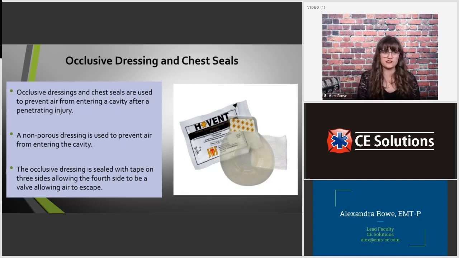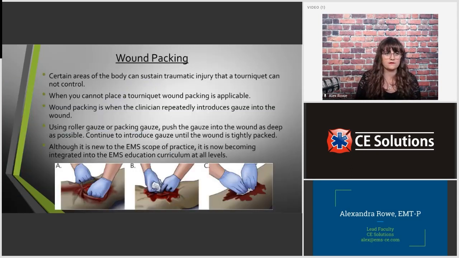Occlusive dressings and chest seals. So occlusive dressings are a bit different than actual chest seals. They're both used to prevent air from entering a cavity after a penetrating injury. A non-porous dressing is used to prevent air from entering the cavity, whereas an occlusive dressing is sealed with tape on 3 sides, and the 4th one allows the air to still escape. There's like a valve right there that helps the air get out of the cavity.